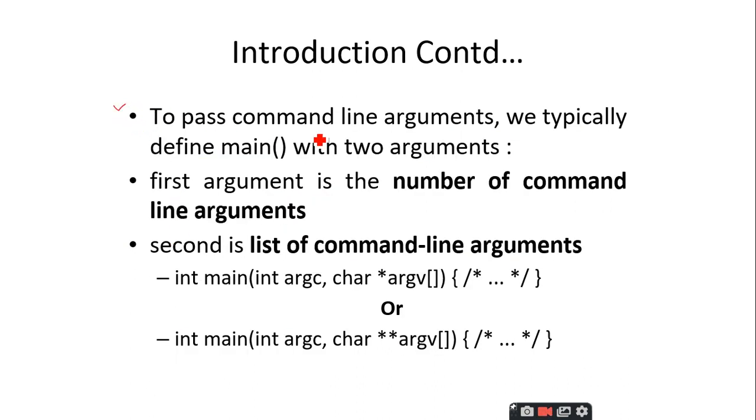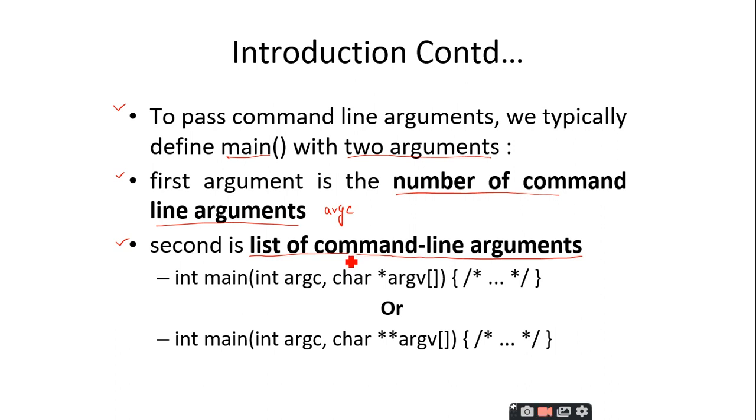So, to pass command line arguments, we define the main function with two arguments. This one we have discussed. The first argument gives the number of command line arguments, which is called the argument count, and the second parameter is the list of command line arguments. Whatever values you pass via the command line, everything will be stored in the form of strings.